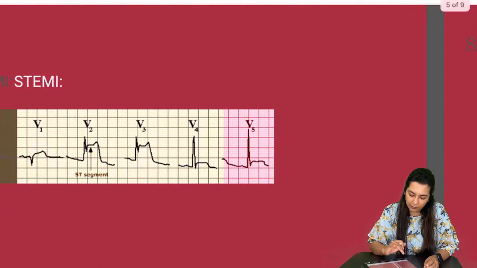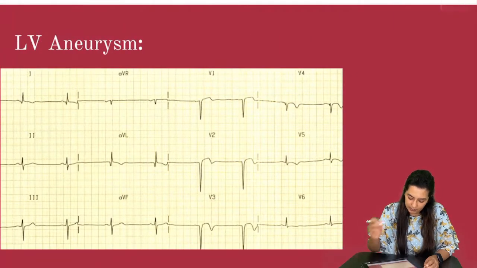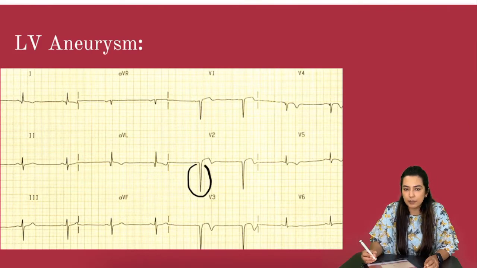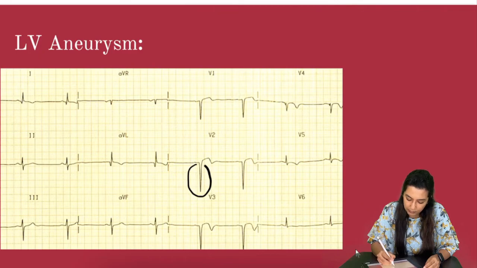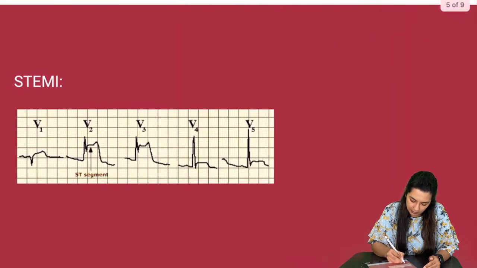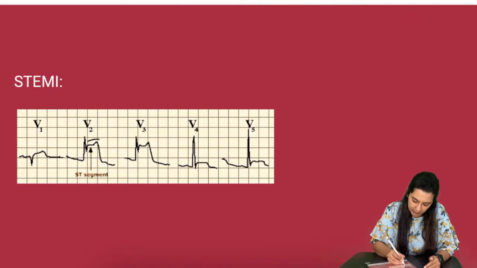This ECG I have already shown you and discussed with you. Now, LV aneurysm. As you can see, this is a QS pattern. There is no R wave, there is only Q. So Q and S together become the QS pattern. And as you can see, the ST elevation is convex, like we saw in STEMI. This is convex, there is no concave. When I show you the pericarditis ECG, you will understand.